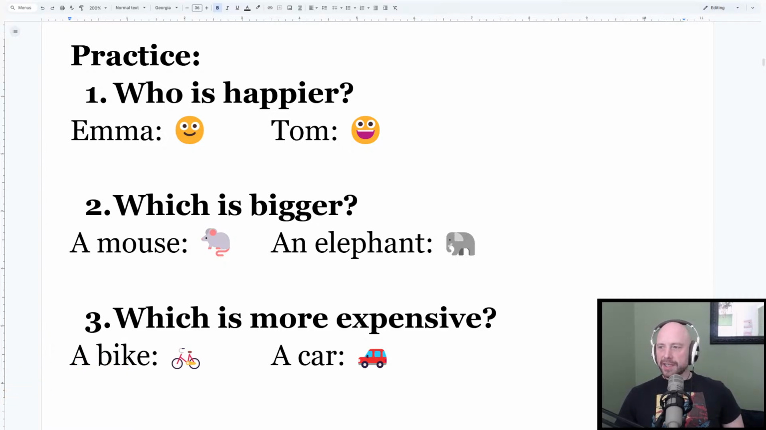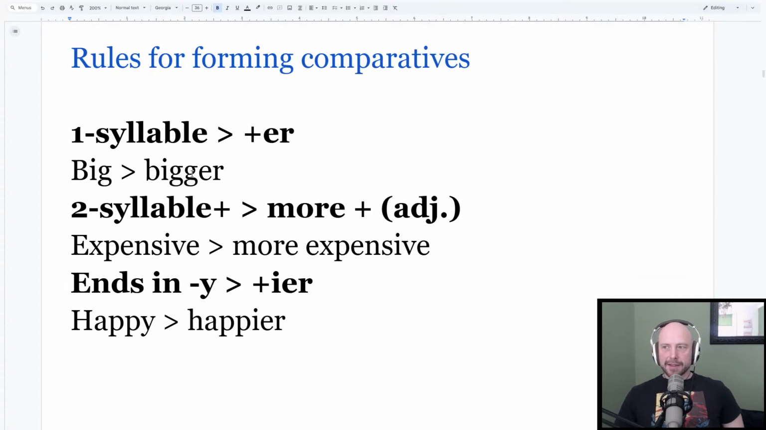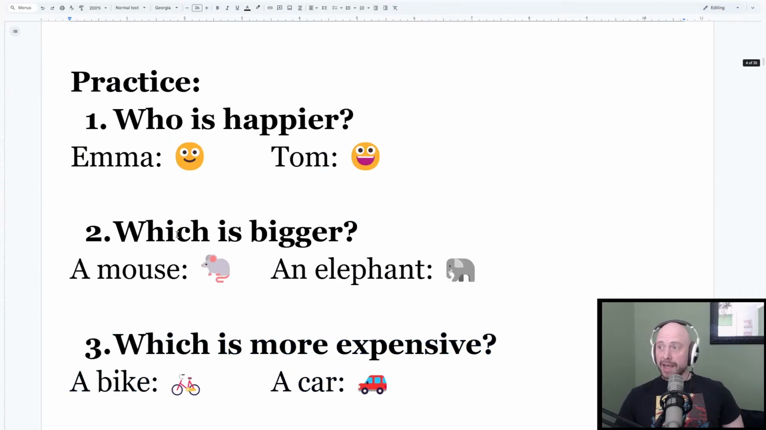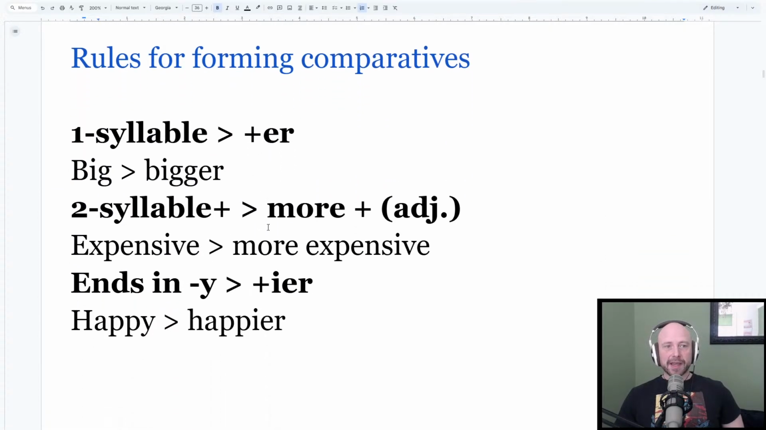So that just tunes us into the subject. And we can look at the rules for forming comparatives. Probably most of you know these. And these are based on the examples we just looked at. So you can look at those questions. Who is happier? Which is bigger? And which is more expensive? And in those examples, we can see all of these types of comparatives.